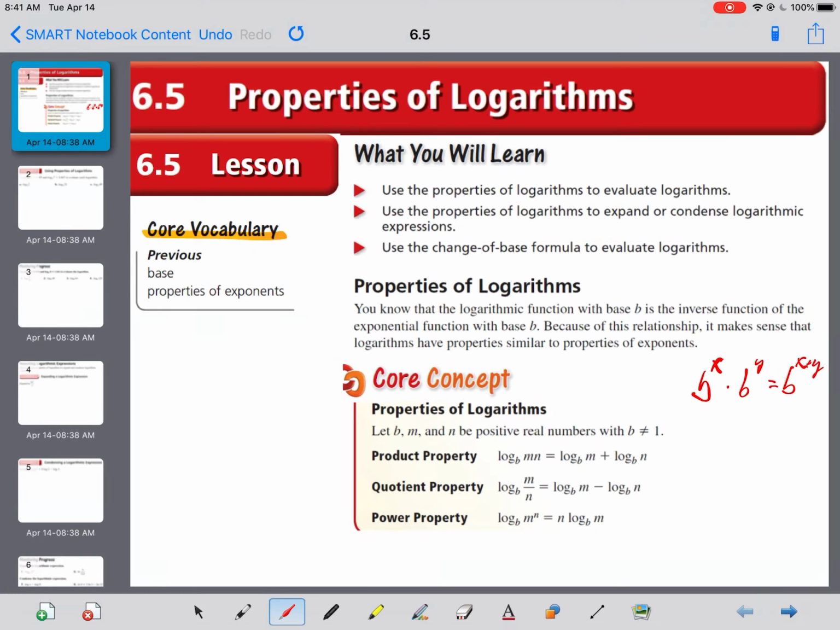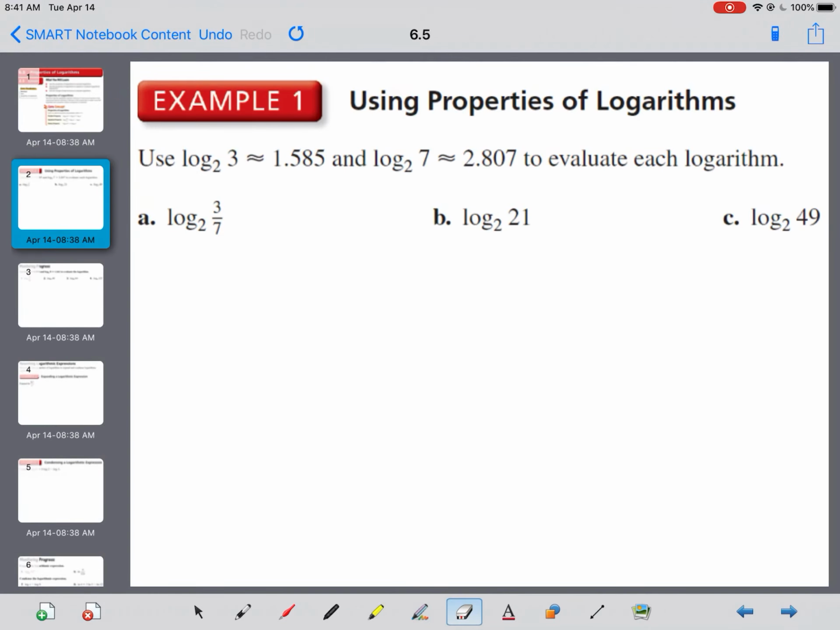They're multiplying together, so we add them. Same deal. Okay. Quotient property, similar. It's going to be a subtraction. The power property is an interesting one. If it's log base b of some number m to the n, the n can actually come out in front. But it is also the case that you can pull the n back inside if you need to. Either one works.